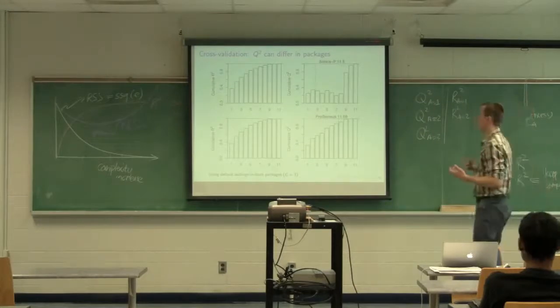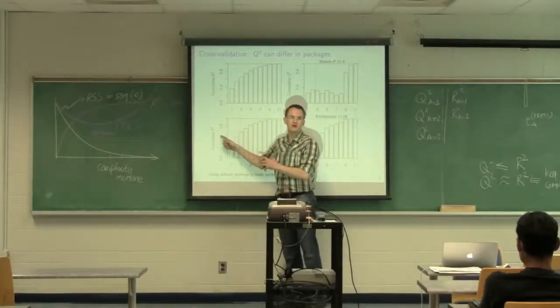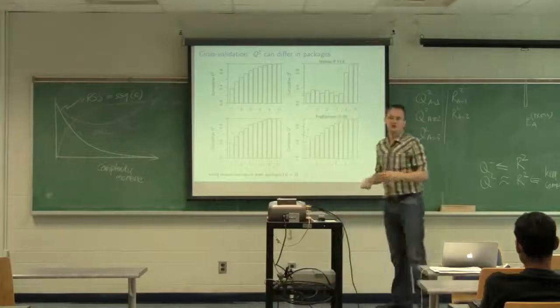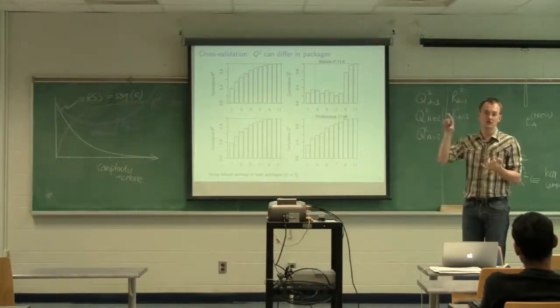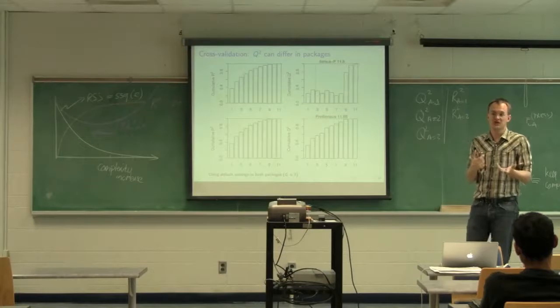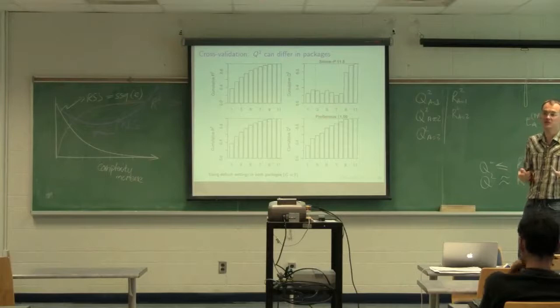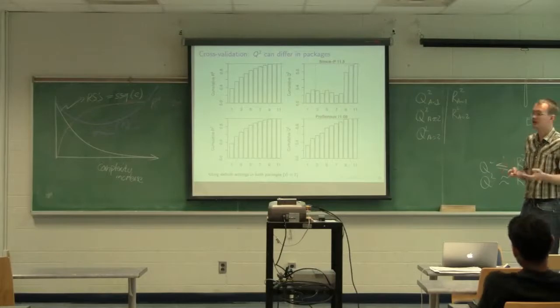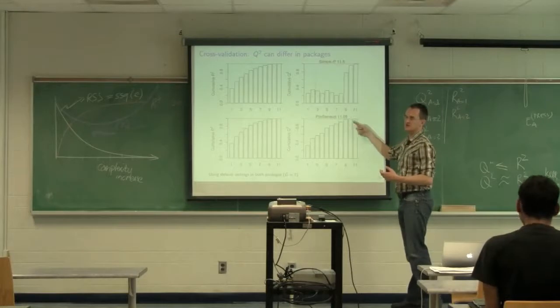There's no one way of calculating Q squared. R squared is well established and agreed on by everyone. Q squared is not. Q squared can change by just choosing different groupings of your rows. You'll obviously get a different Q squared value every time you change the way you subdivide the matrix. So there's no consistency with Q squared necessarily.